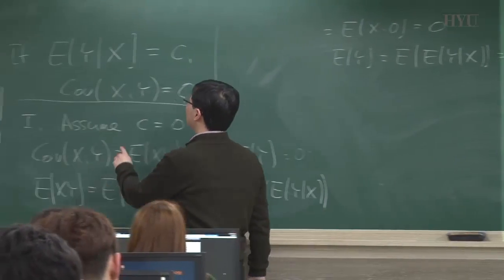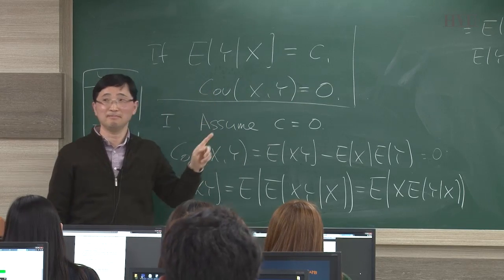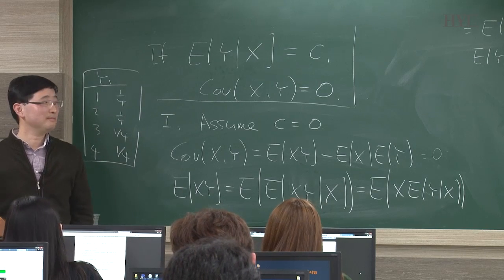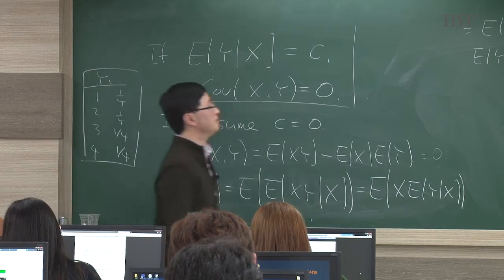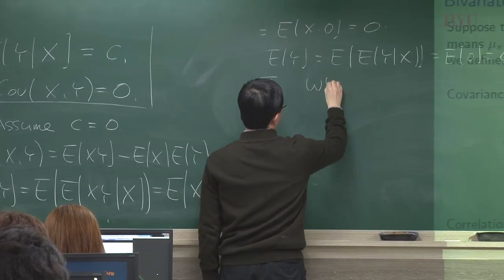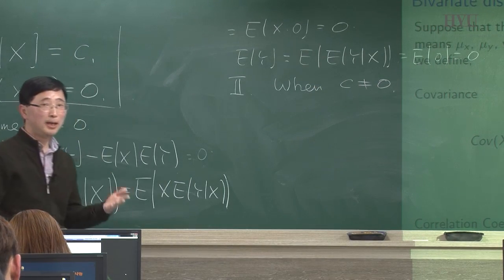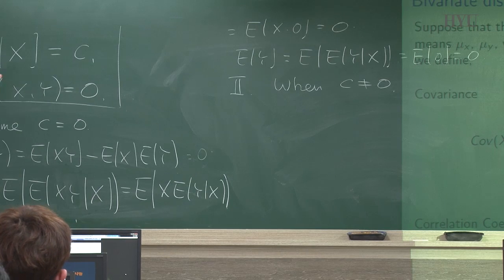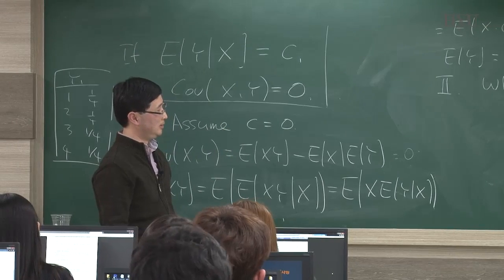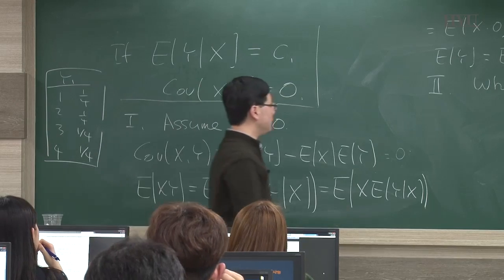So at least if this conditional mean is 0, then we know that they're uncorrelated. Is it correct? So are you convinced? Now the second case, when C may not be equal to 0. So it can be anything, it can be 100. But still, as long as this C doesn't depend on x, they are uncorrelated. So why? Let's use the same strategy.